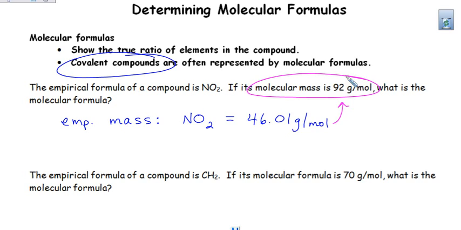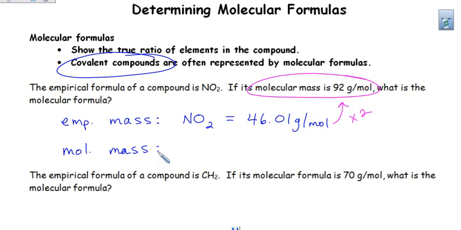How do I get from 46 to 92? Now sometimes it's kind of obvious, or you could take the bigger mass, the 92, and divide by 46, and you should get a whole number, 2. If I multiply that 46.01 by 2, I really do get approximately 92, which means that your molecular formula should be double. So here's what I have then. My molecular mass should be double the empirical mass, so I need to double the ratio in the empirical formula.